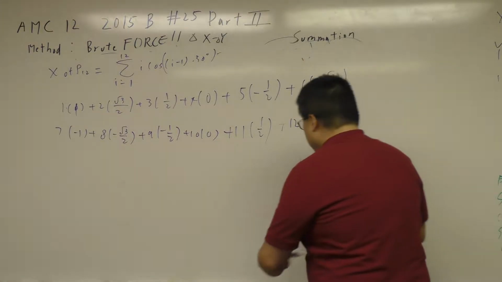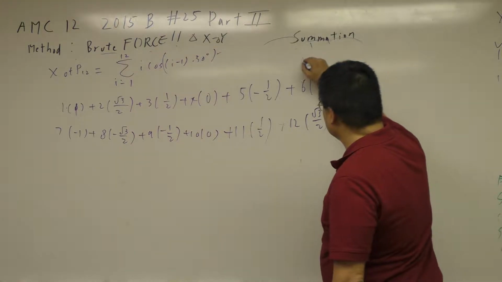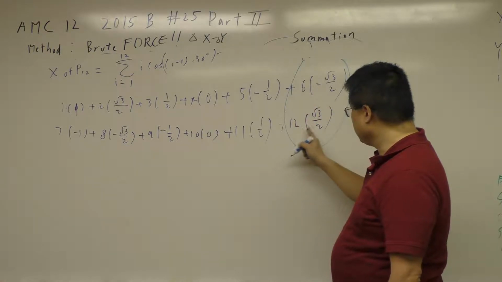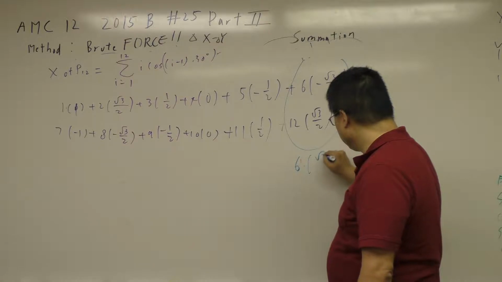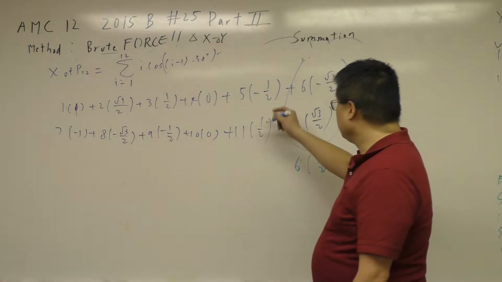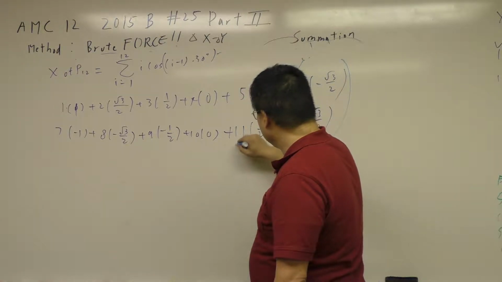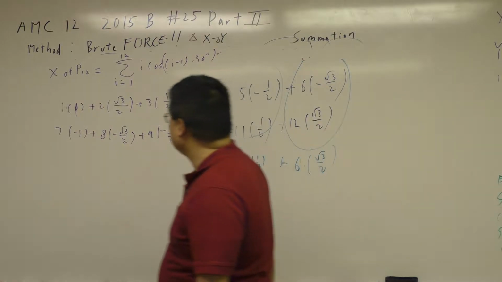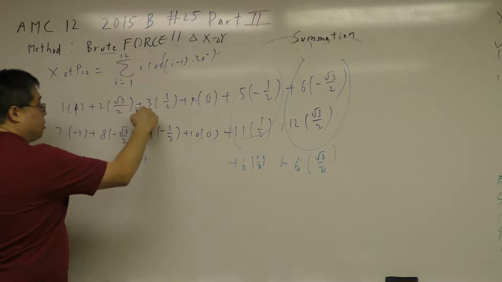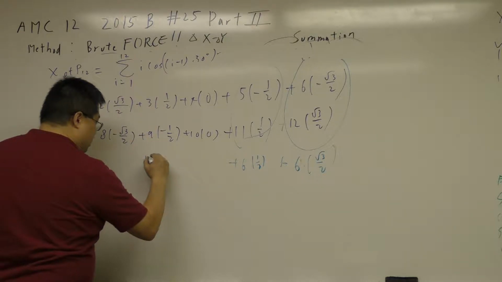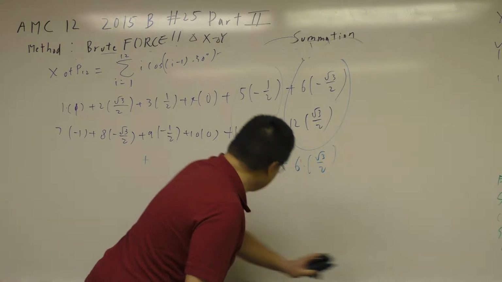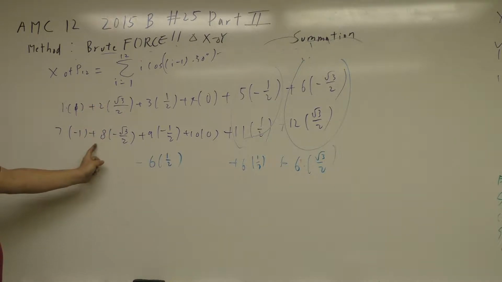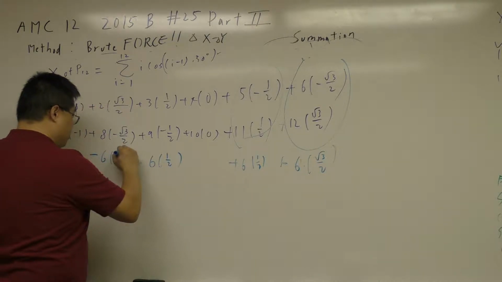Well, is there a way to simplify the situation? Let's look at this. We can just consider this as minus 6 plus 12, plus 6 times square root 3 over 2. Over here, minus 5 plus 11, plus 6 times half. That's 0. We don't have to worry about zeros. Plus 3 minus 9, so that's not plus. We now have negative 6 times half. And plus 2 minus 8, we have negative 6 times square root 3 over 2.